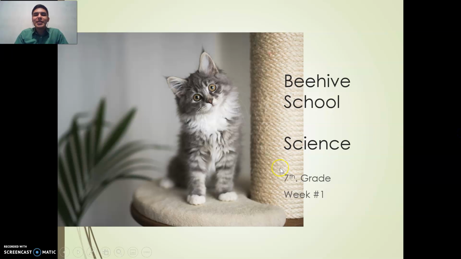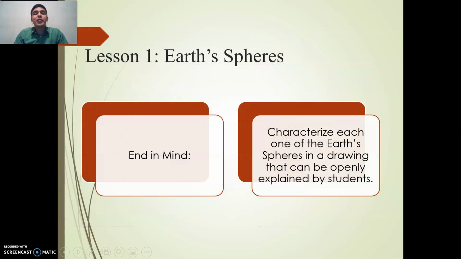Let's start with our presentation, and of course, let me tell you a little bit about what we are going to study today. We are going to study lesson number 1, which is about Earth's spheres. And the end in mind for today is the following: characterize each one of the Earth's spheres in a drawing that can be openly explained by students.